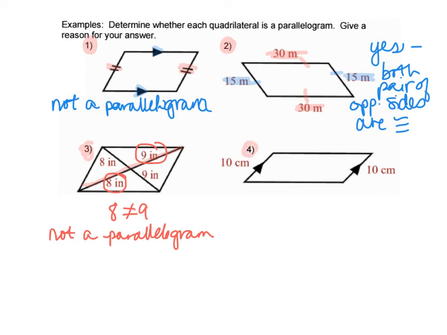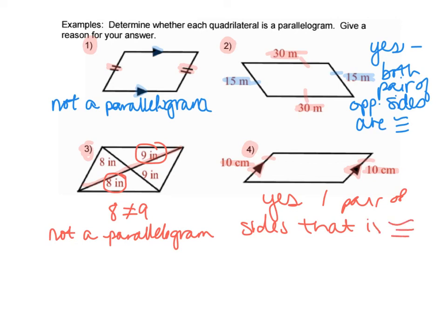All right, and then moving on to my last example here, I'm looking at the 10 centimeters here, so I know my opposite sides are equal to each other. And I also see that they have these triangles here, which means that they're parallel. So right now I can say that yes, this is a parallelogram, because it's got one pair of sides that is congruent and parallel.